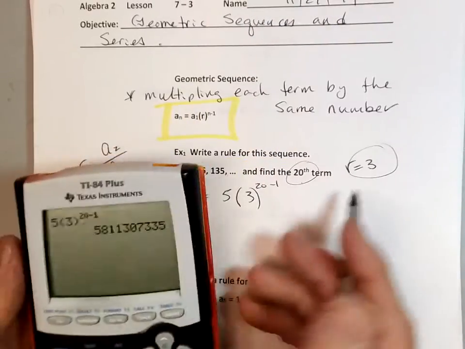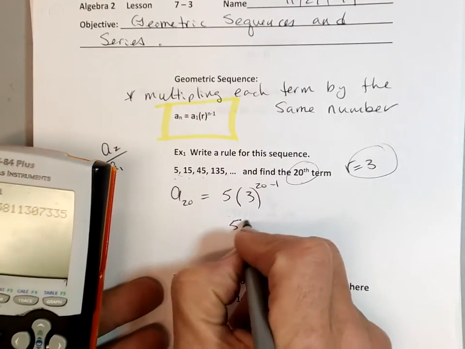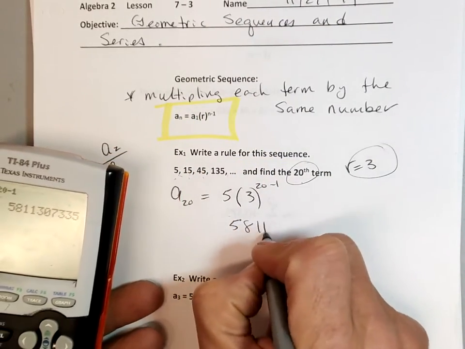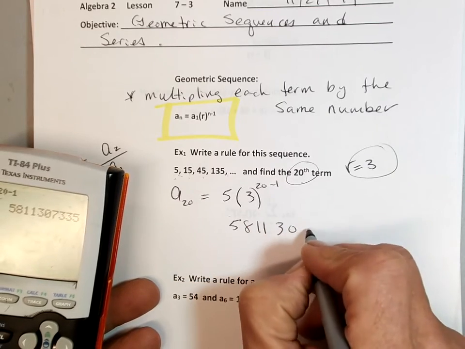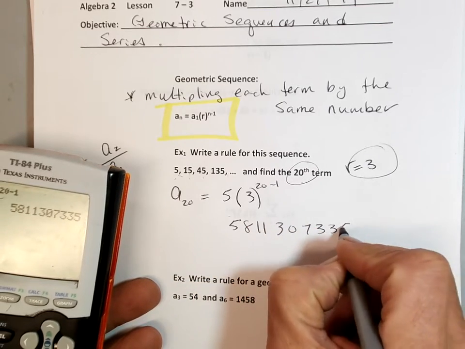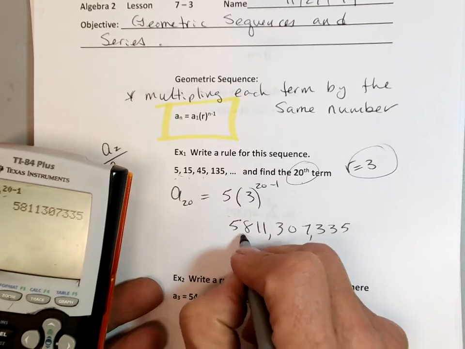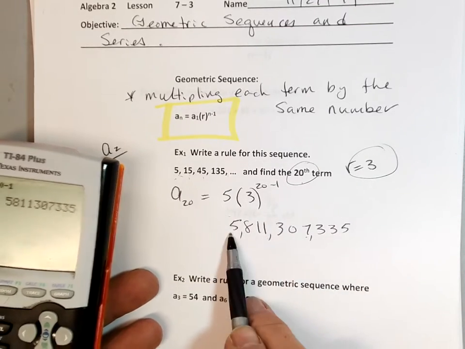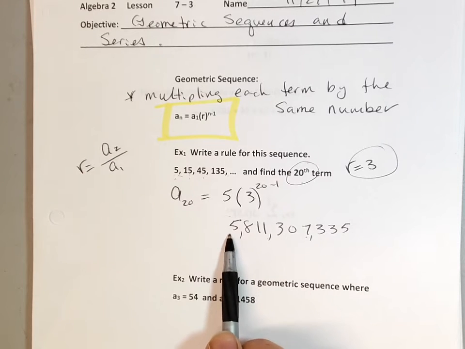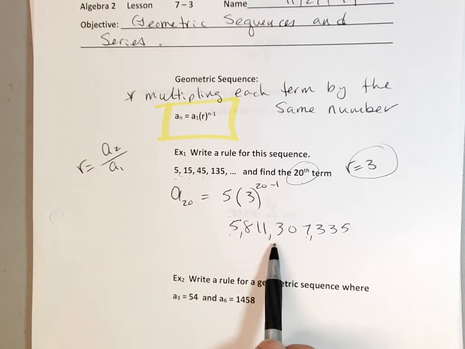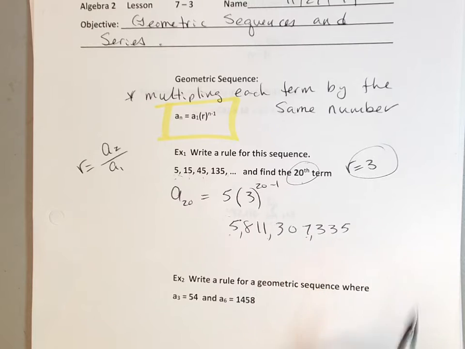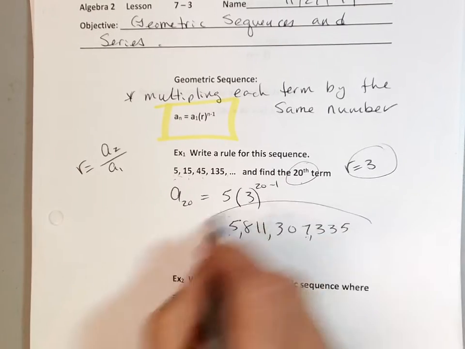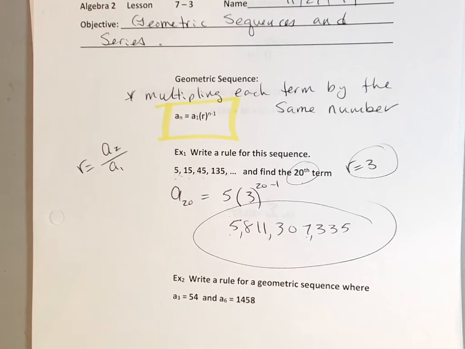Let's see, I've got to write all these numbers down. I'll put some commas in a second. 5, 8, 1, 1, 3, 0, 7, 3, 3, 5. Thousands, millions, billions, so it's 5,811,307,335. Pretty big, huh? They get big fast because these really are exponential growth.